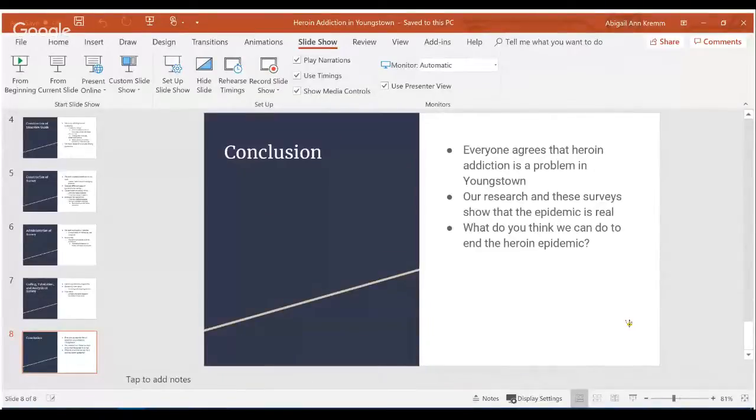So yes, after looking at all of the tabulation that we've done, collecting all of the research together, all the interview answers together, we can agree that heroin addiction and the opioid crisis is a problem in Youngstown. A lot of people agree that it's a problem in Youngstown. It's widespread enough that everybody you interview can say, yes, there is an issue. The research that we did, the surveys that we did, show that the epidemic is very real. The epidemic is very evident.